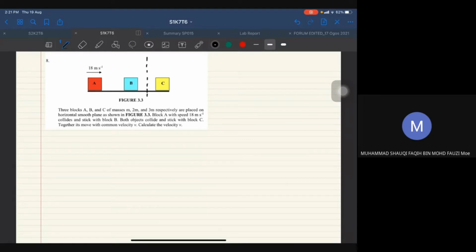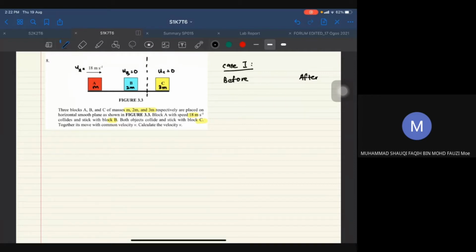So we can replace it into two situations. This is the first situation, and this is the second situation. For case 1, my advice is for collision questions, you always write before and after. If you read the question, they give you the mass, and smooth plane means there's no friction. Block A has a speed of 18, collides and sticks with block B, then collides and sticks with block C. Assuming B and C are not moving initially, UB is equal to 0 and UC is equal to 0. This is your UA. And then you have M, 2M, and 3M.